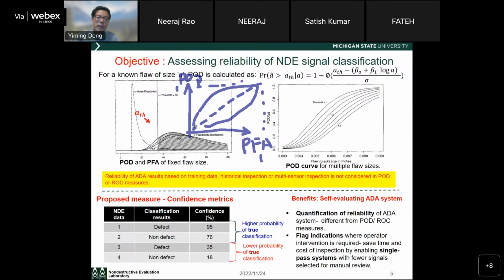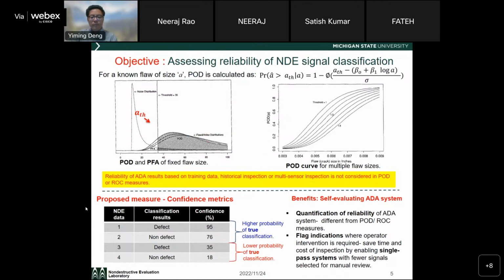So another way of looking at this performance is using the ROC. The more the ROC curve bends like that, the better the performance, which means that at the same probability of false alarm, you are going to have a better POD. You have a better POD there. Okay, so this is the fundamentals of probability of detection.